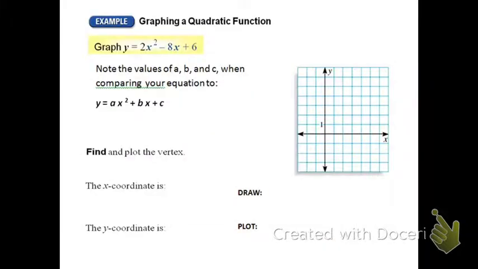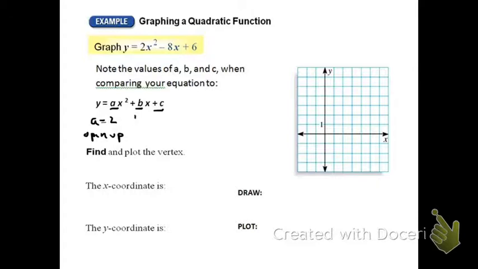In this example, we're going to graph the quadratic function y equals 2x squared minus 8x plus 6 by first noting the values of a, b, and c. When we compare it to the standard form, ax squared plus bx plus c, I can see that my a value is 2. And by the way, knowing my a value is 2, I know it's going to open up because it's positive, and because 2 is greater than 1, I know it's going to be a narrower graph.